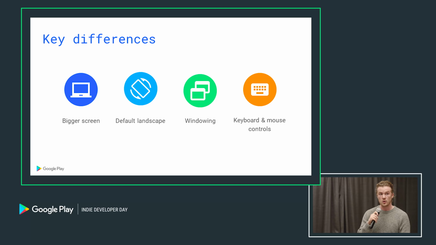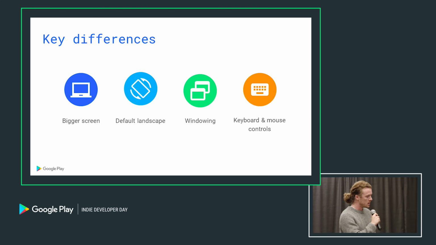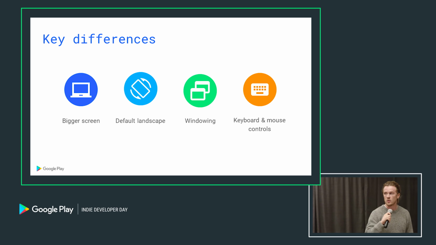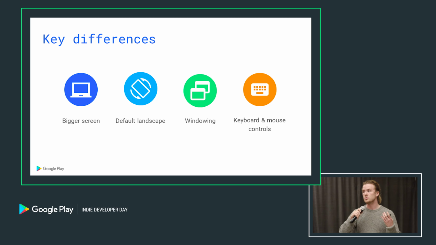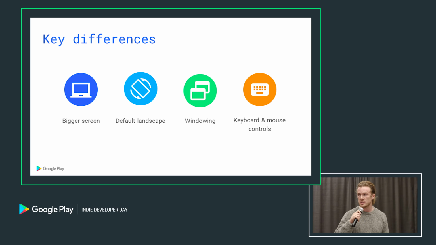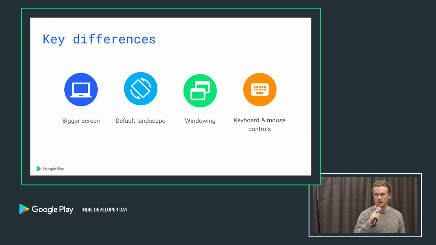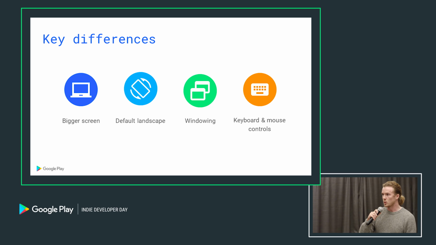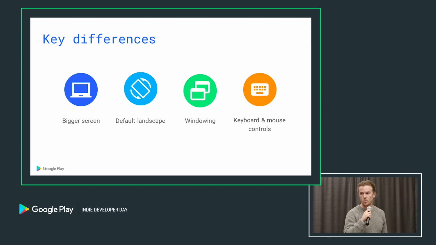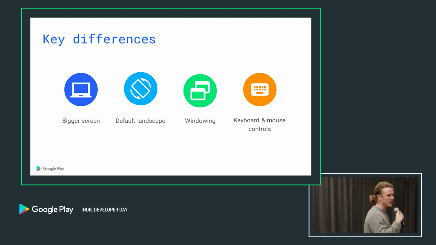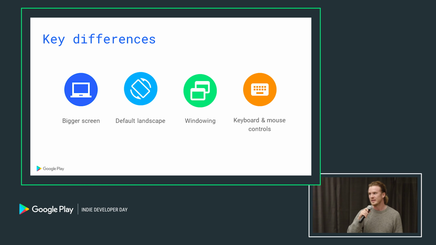As I mentioned, there are some key differences that you should be aware of. First off, you've got the bigger screen, so more pixels to render. You could look at performance. Also, you could look at UI considerations. You've got all this extra screen real estate space to take advantage of. Default landscape orientation. Those of you with a portrait default orientation might want to take a look at that. If you don't do anything, there might be some giant, ugly black bars there that are no good.